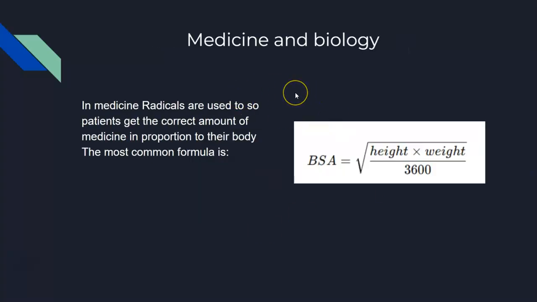Next, I want to go into medicine and biology. The reason that radicals are used in medicine is when calculating how much each dose of medicine a patient should have. Without it, we would be either underdosing or overdosing patients. We calculate this by multiplying the height and weight, and then we divide it by 3600, and all this is inside of a radical, and then we get the proper amount per person, give or take, obviously.